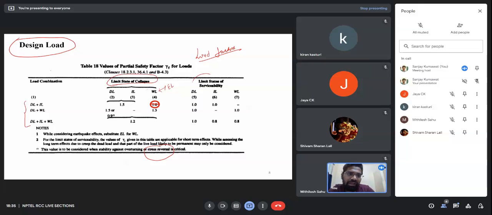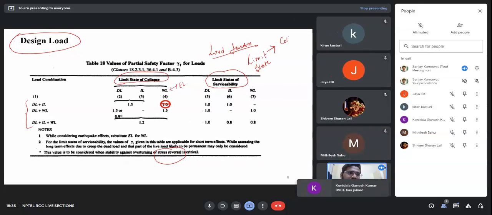Now we have another one, limit state of serviceability. I think you all must be knowing this. We have limit states in two ways. We have limit state for collapse, and the other one is limit state for serviceability, or what we can say, limit state for deflection.